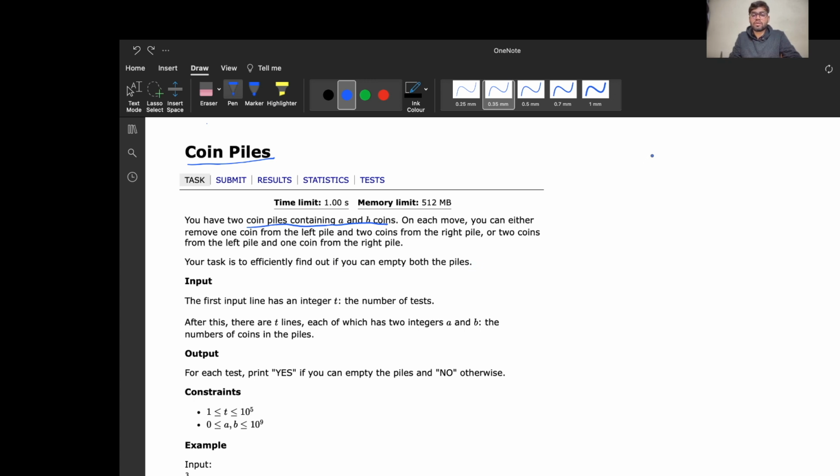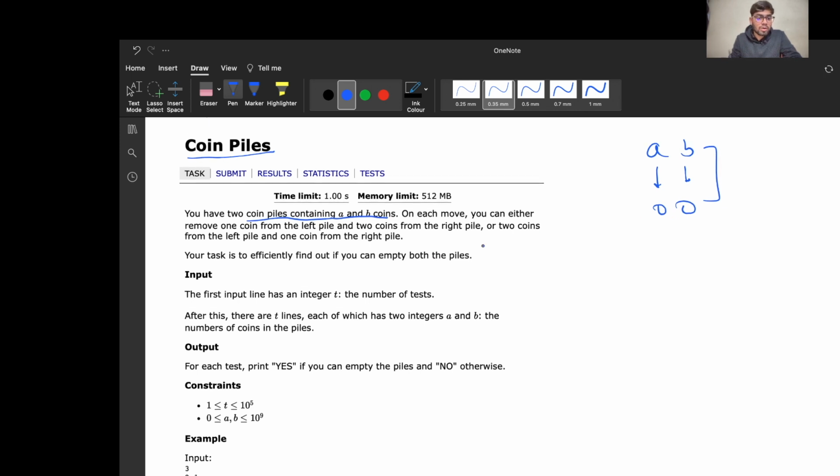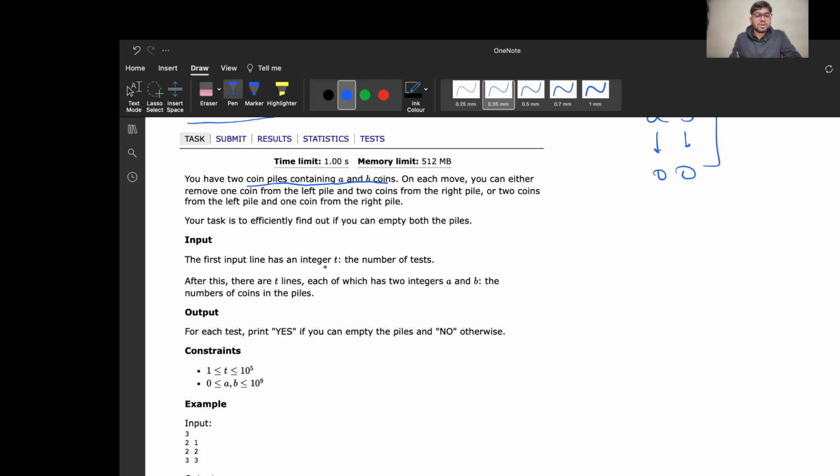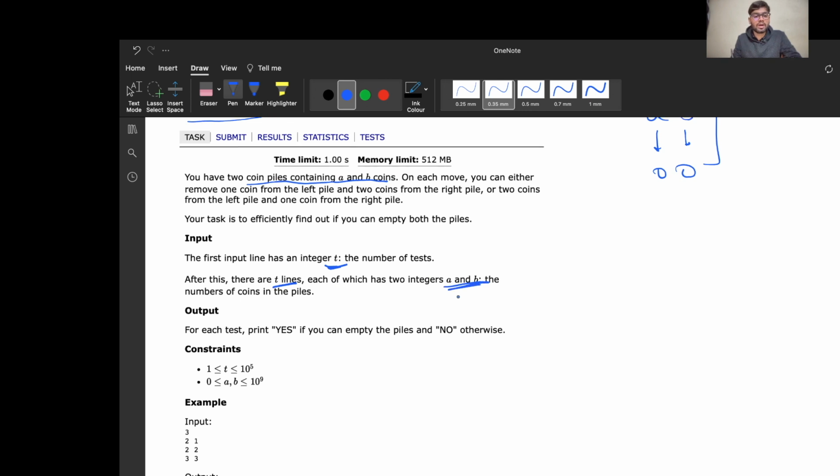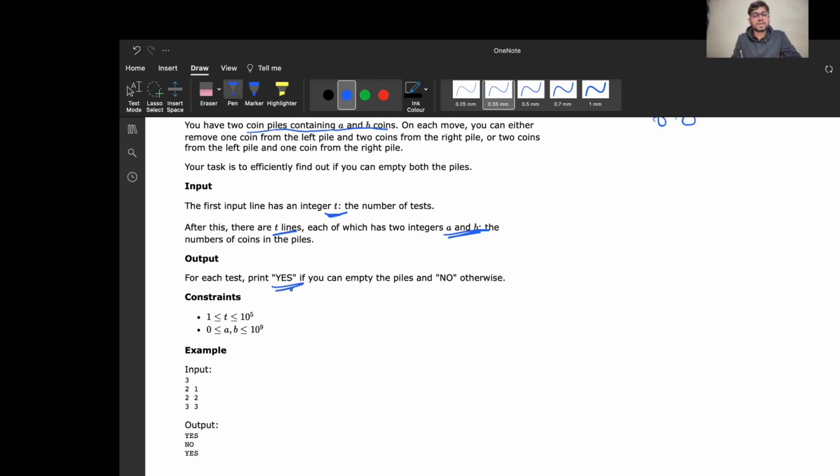In this question we are given two piles A and B, and our target is to make these piles 0, 0 in an efficient manner. So the input is an integer t. After that we are given t lines containing A and B, and we only have to print yes if we can empty them and no otherwise. The constraints are t is less than or equal to 10 to the power 5, and A, B are less than or equal to 10 to the power 9.